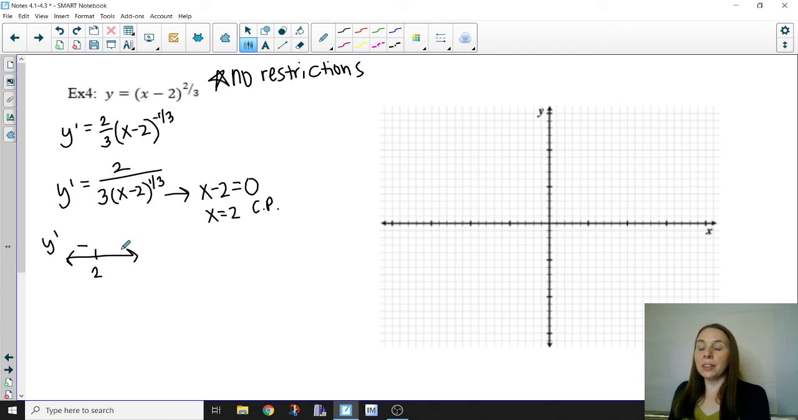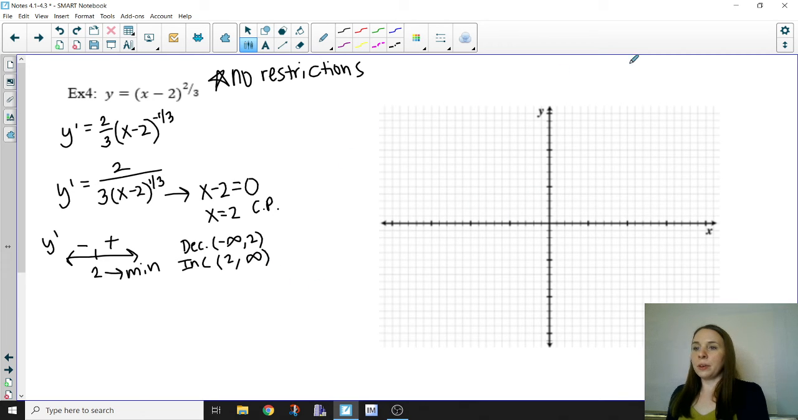Okay, pick something to the other side of x equals 2, like 3. 3 minus 2 is 1. The 1/3 power is positive. It's all going to be positive. And so x equals 2 is a min. We know now that the function is decreasing to x equals 2, then increasing. Why don't we write that right now? Decreasing on the interval from -infinity to 2, increasing on the interval from 2 to infinity.